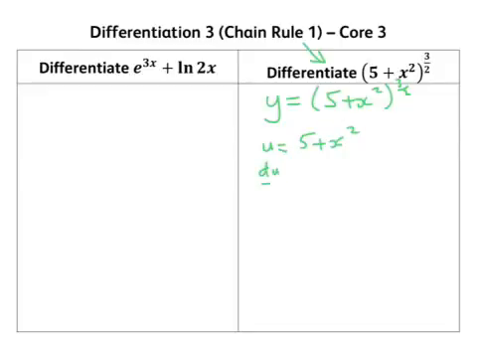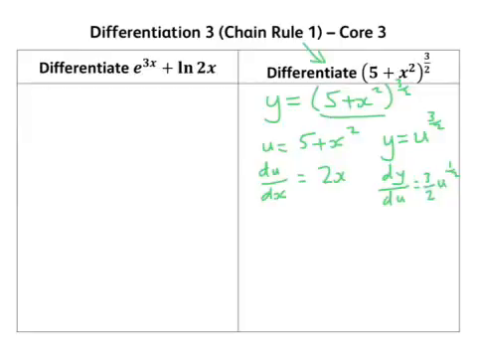I'm going to say, well, du dx equals 2x. So I've just differentiated that. Now, I also know that y now equals u to the 3 over 2, so dy du equals 3 over 2 u to the half. Now that's all basic differentiation. All I've done is swap in u for this whole thing here.